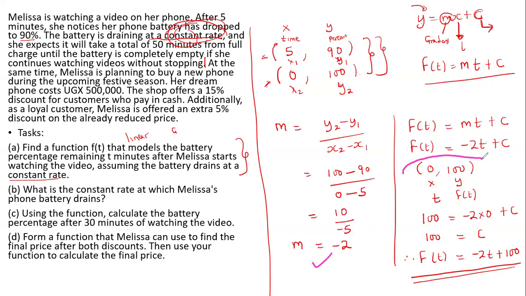Now our equation is always in this form, right? When you compare this and this, you notice that y is where there is f of t, and x is in the position where there is t. So where there is y is your f of t, which is this 100. Where there is x is your t, and here it is 0.